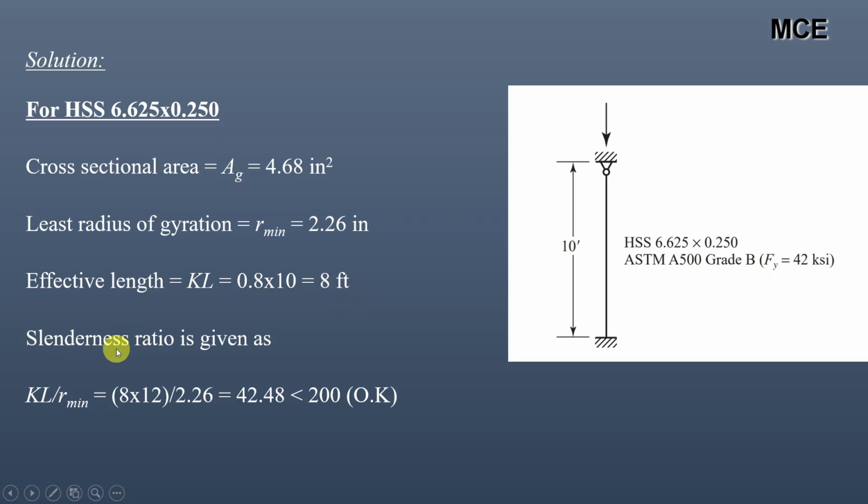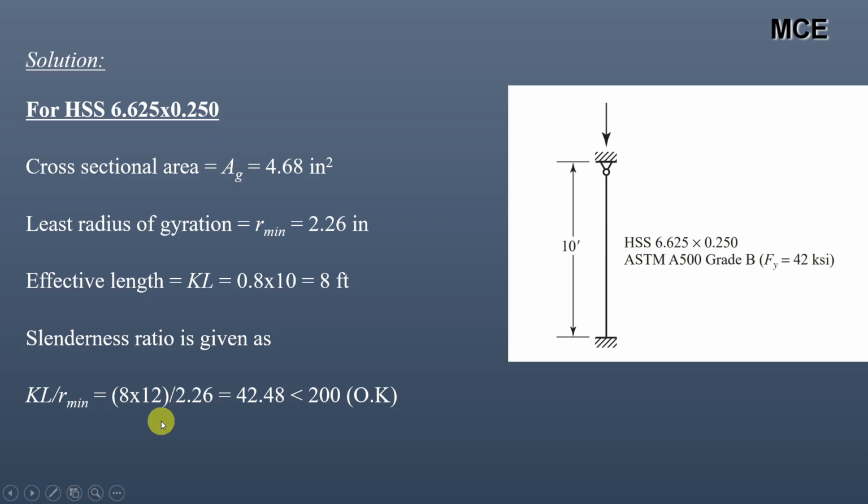The slenderness ratio is given as KL divided by the least radius of gyration. So it's 8 multiplied by 12, where 12 is for converting the 8 feet into inches, because the least radius of gyration is in inches. So 8 into 12 divided by 2.26 is equal to 42.48, which is less than the maximum limit of 200. Therefore the slenderness ratio for this column is okay. It's less than the maximum limit for a compressive member.